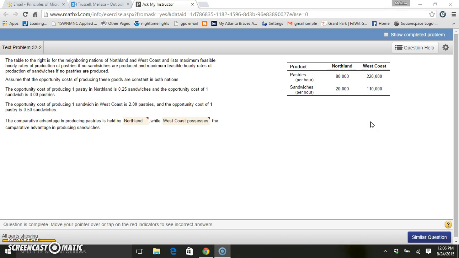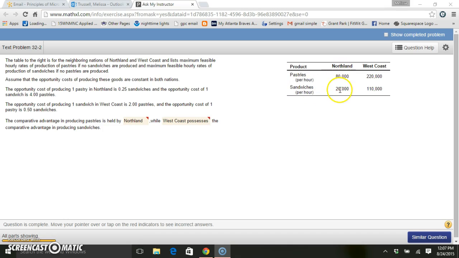So the next step here is to look at opportunity cost, which you've already done in some other homeworks. The point with opportunity cost is, what are you giving up in order to get something else? So if they could make 80,000 pastries if they don't make any sandwiches, but they could make 20,000 sandwiches if they don't make any pastries, then the opportunity cost of making one pastry for them is how many sandwiches did they have to give up to make that pastry? Does that make sense?